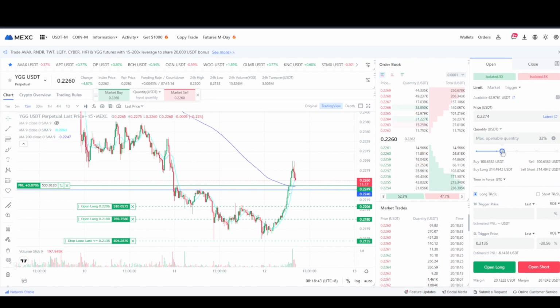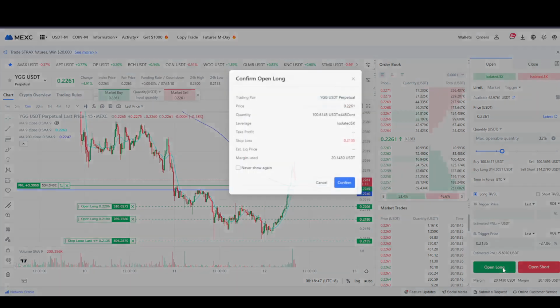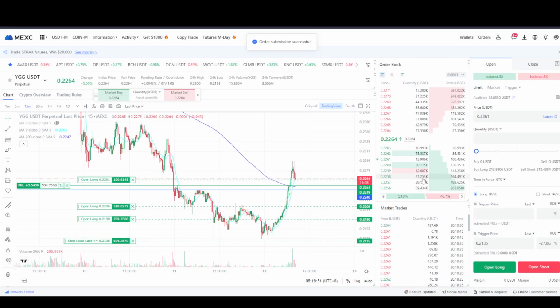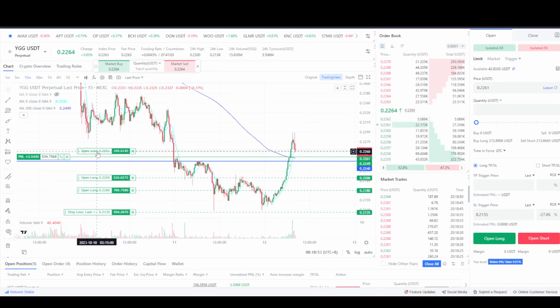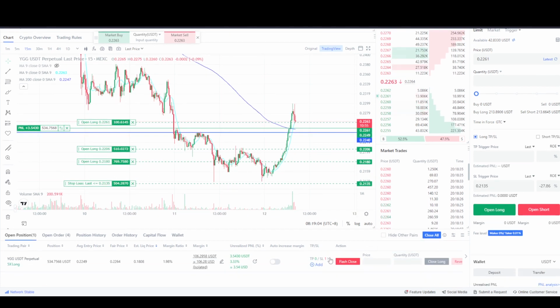So let's go ahead and just slide this over a little bit more. I'm going to go to latest. I'm going to go buy and then confirm. Now, it still hasn't hit because the price moved up a little bit, but more than likely, once it comes down, and it should, this order will get filled, and then it'll add to my stop loss.